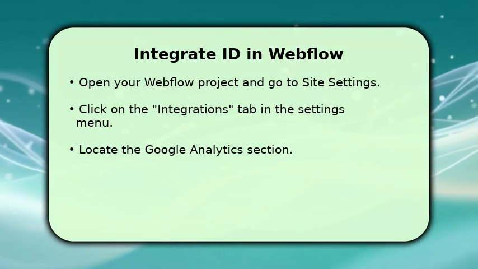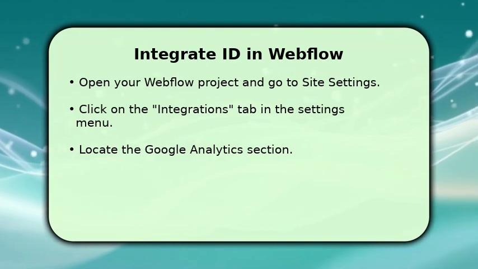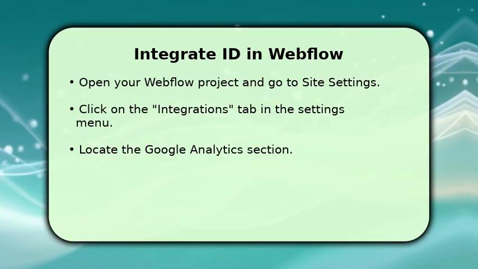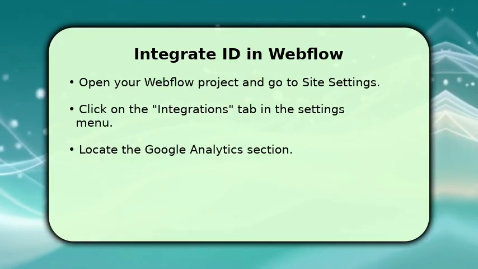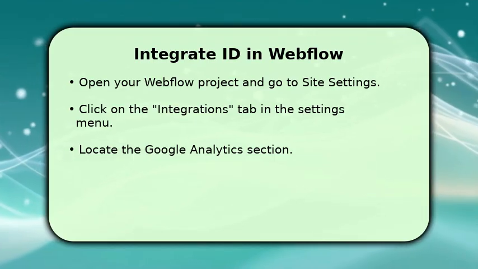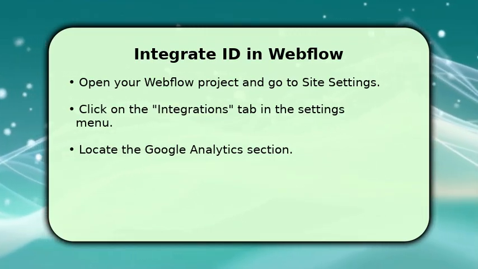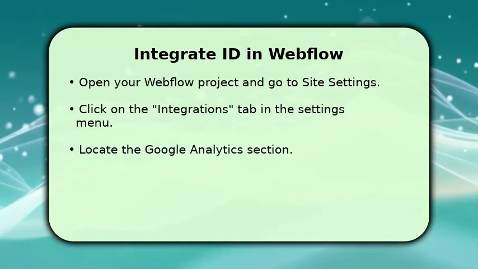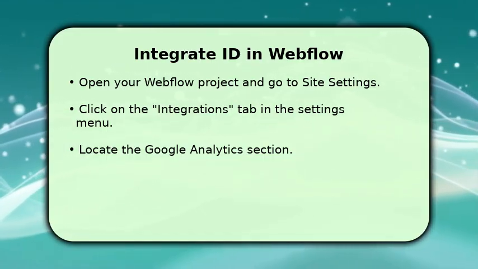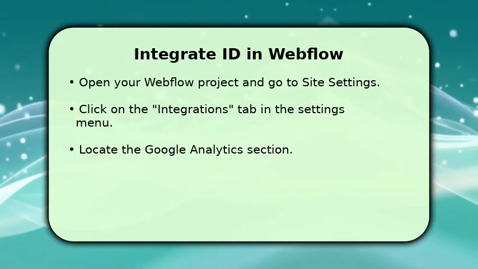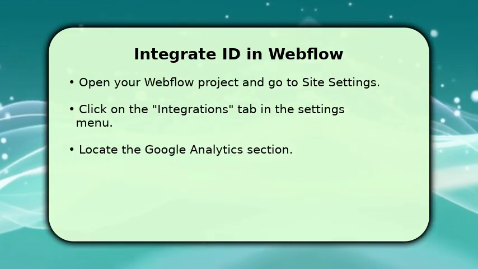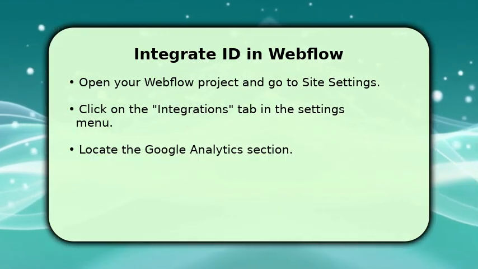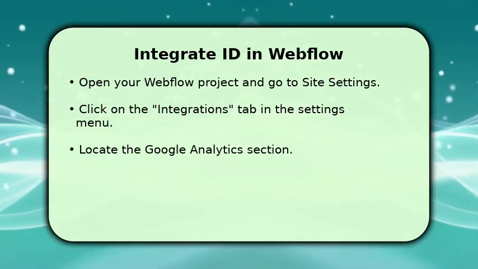Now, let's add this ID to your Webflow project. Open your Webflow dashboard and navigate to your site's settings. Within the settings, find and click on the Integrations tab. You'll see a dedicated section for Google Analytics. Paste the measurement ID you just copied into the provided field. After pasting, remember to save your changes and then publish your Webflow site to make the integration live. This action deploys the tracking code across your entire website.